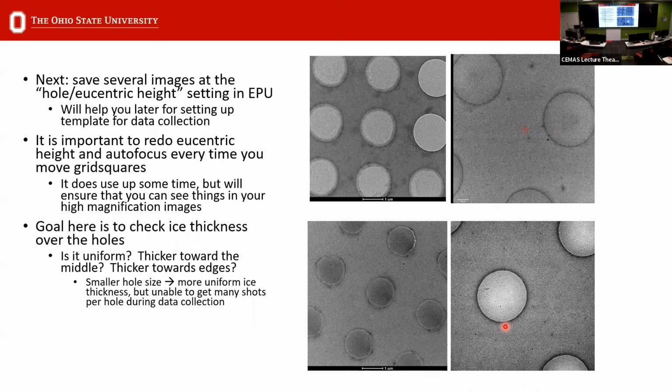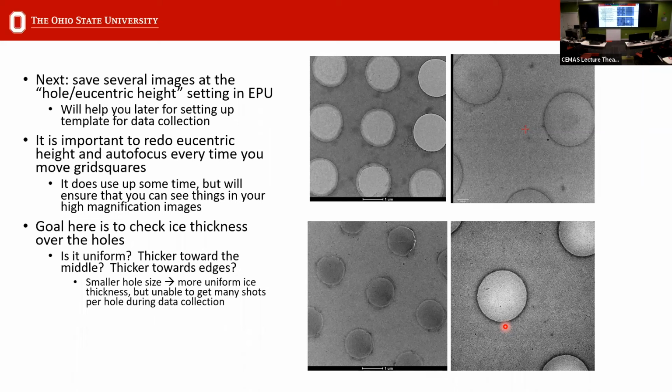There's pros and cons to both. R2/2 has a larger hole diameter. It's harder to get more uniform ice across that entire hole. You'll have more of a gradient of ice thickness. The benefit is you can also do multiple shots per hole during data collection. So within your 24-hour data collection time, you can collect more images, but are those images going to be good? Because you're going to have a gradient across them.